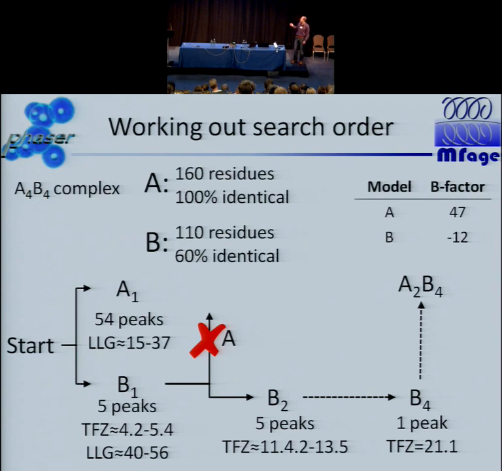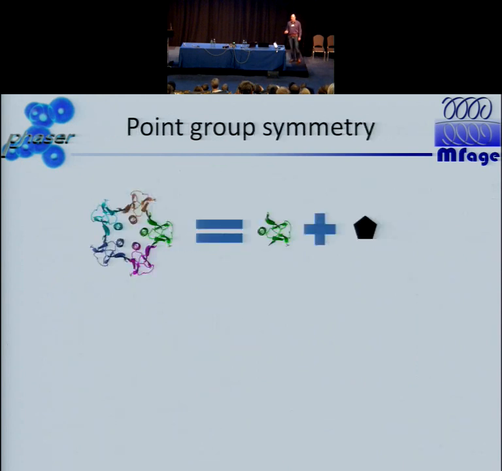And it's a good idea to try both. So maybe this is just a reference to Giovanna's problem for this P38 kinase complex. So with this algorithm, it might have worked out the search order automatically. So what other things can we do?